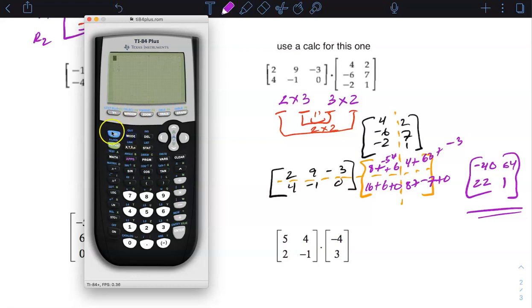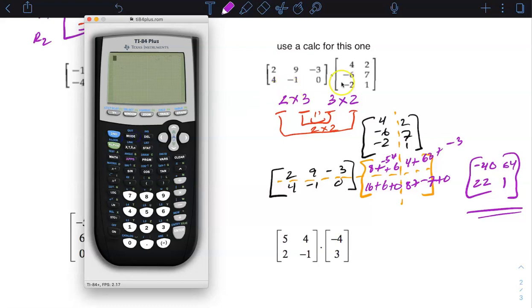Now I'm going to get out, go back to matrix, hit edit again. I got to type in the other one. This one's a 3 by 2. So 3 times 2. Type it all in there. 4, 2, negative 6, 7, negative 2, and 1. So, and then I'm going to get out.